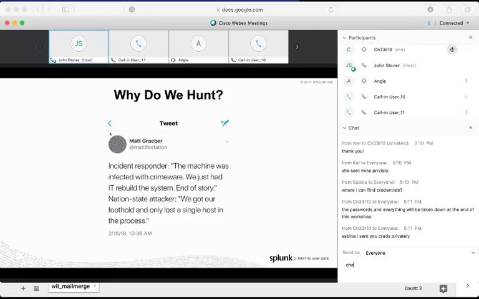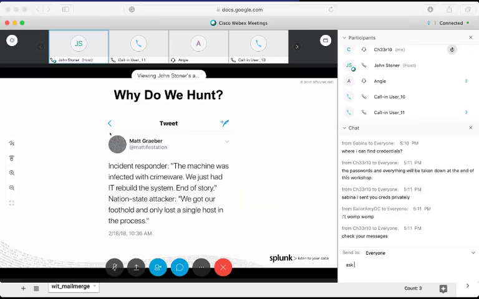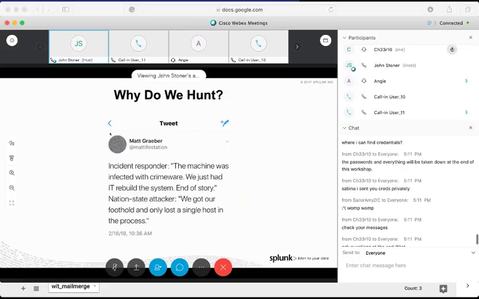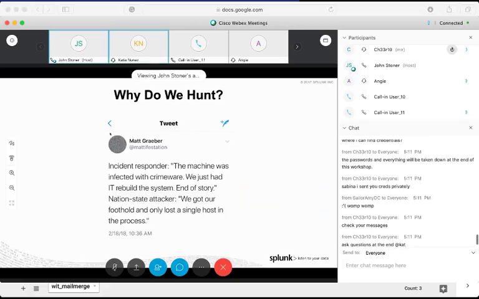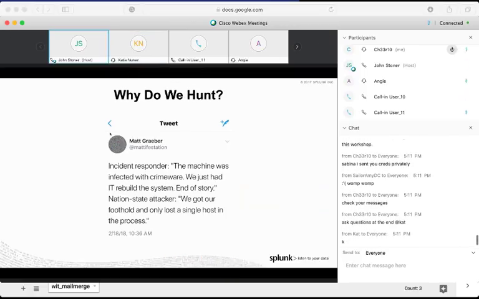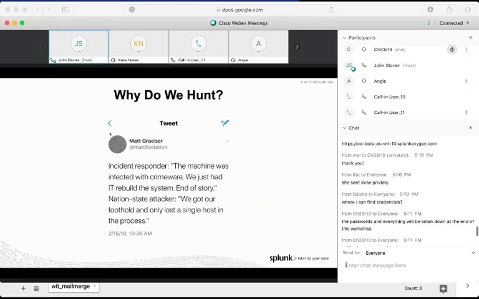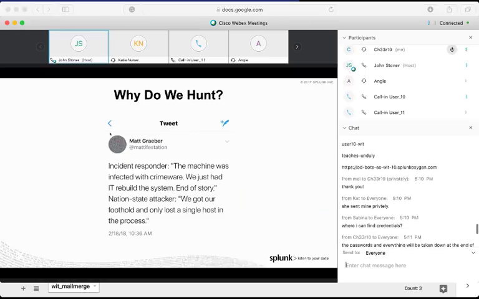I really like this tweet. I was looking for something kind of random last February when I was putting this together, and sometimes when you scroll through your Twitter feed, it's amazing what thoughts you get that make you say, yes, that's what I want. So I grabbed this. The incident responder was infected with crimeware. We had IT rebuild the system. We're good. We moved forward.